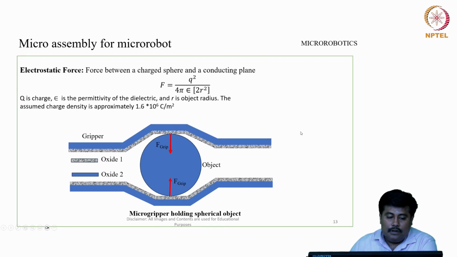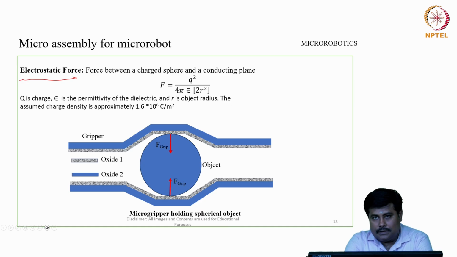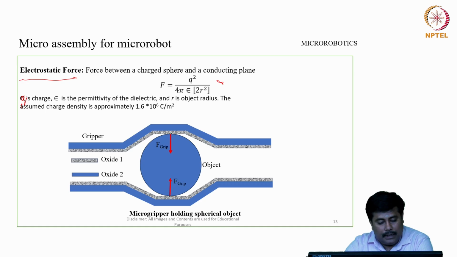Among these forces, first let us discuss the electrostatic forces. As far as these electrostatic forces are concerned, these are the force between a charged sphere and a conducting plate. The generalized equation is F equals Q squared by 4 pi epsilon 2R square, where Q is the charge, epsilon is the permittivity or the dielectric, R is the object radius, and the assumed charge density is approximately 1.6 into 10 power 6.